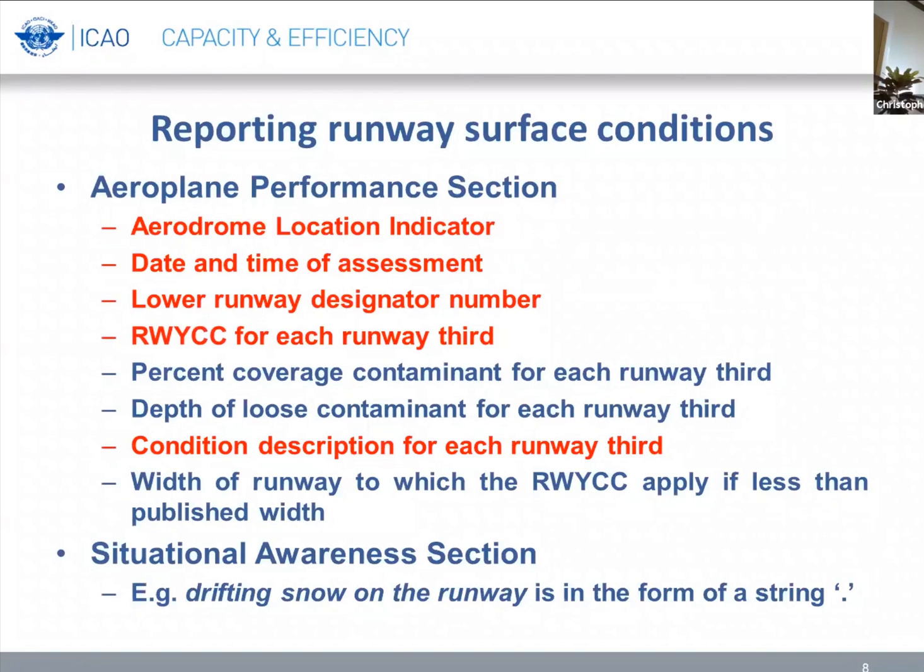Also, we should note that in reporting runway surface conditions, there is an aeroplane performance section, as well as a situational awareness section. As you see there, all the elements in red, what do they represent? They're required to be reported, such as aerodrome location indicator, date and time of assessment, lower runway designator number, runway condition code for each runway third, and condition description for each runway third. The others listed are not mandatory. However, if available, they should be reported. The situational awareness section contains information in a string, such as drifting snow on the runway, followed by a full stop.